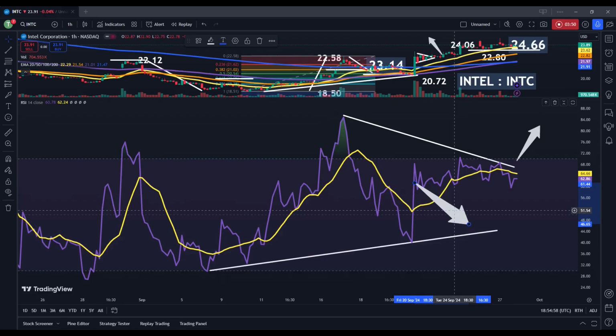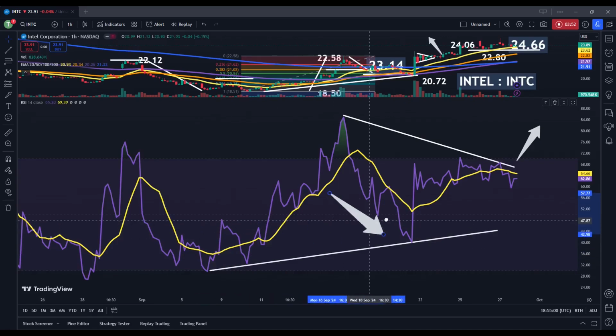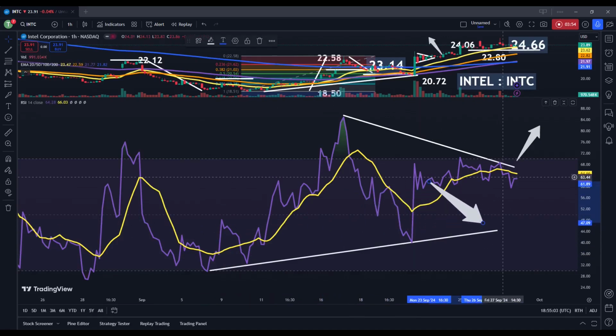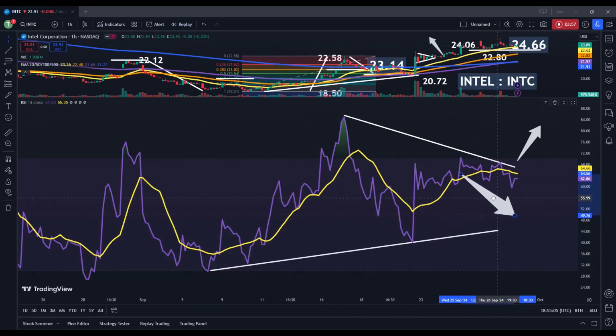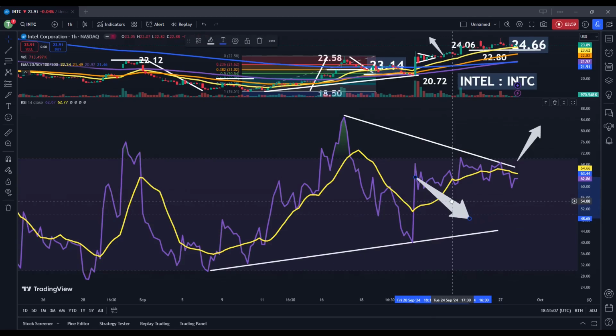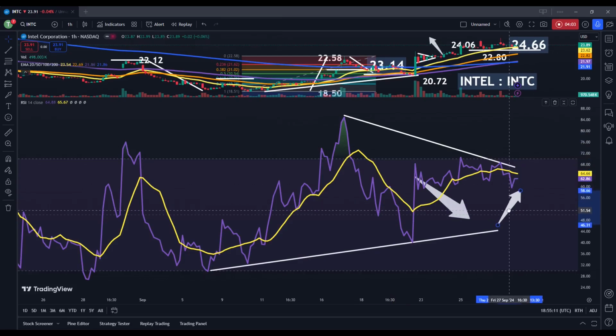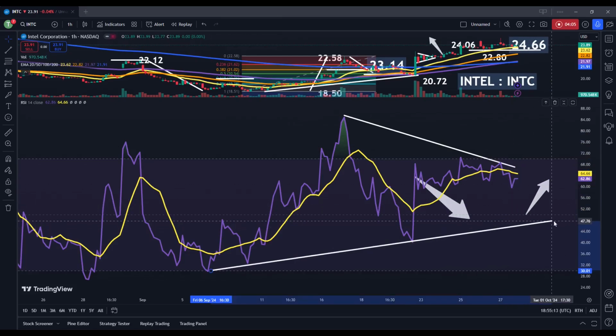As I said, we have already tested this area on 3 separate occasions, and this has managed to hold up fairly well. So if we do see share prices move to the downside and the relative strength index also move downward, what we really need to see here is a bounce off of this area. Might look something like this.